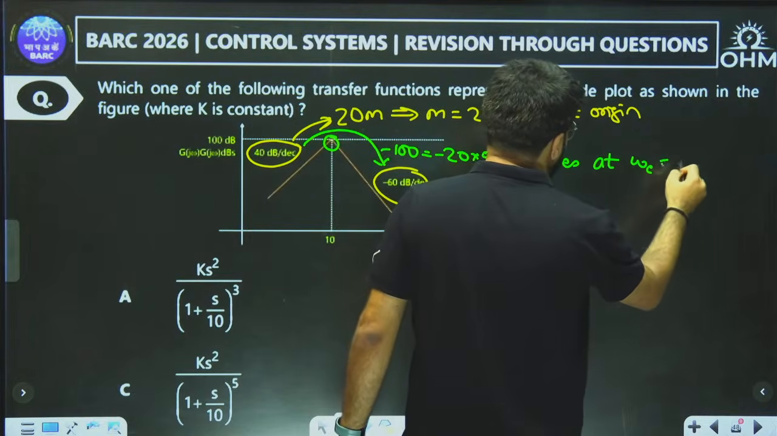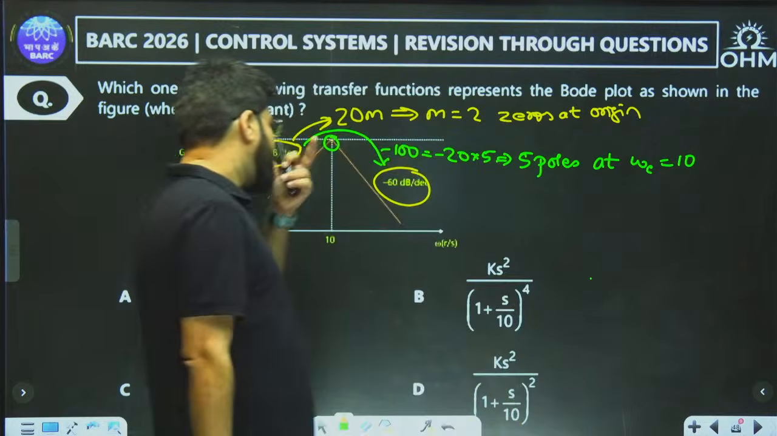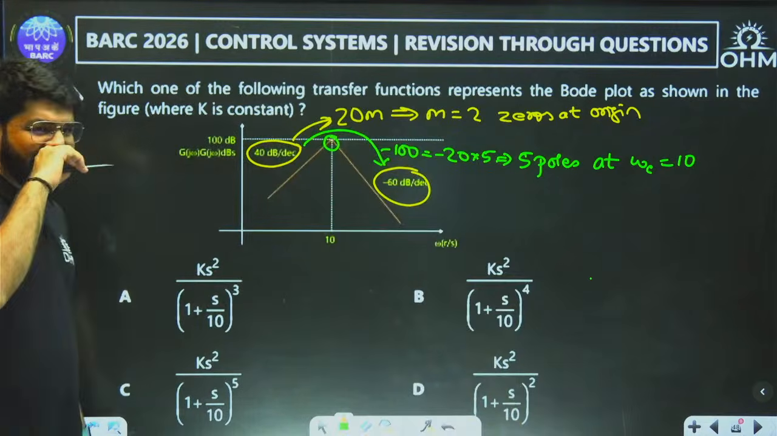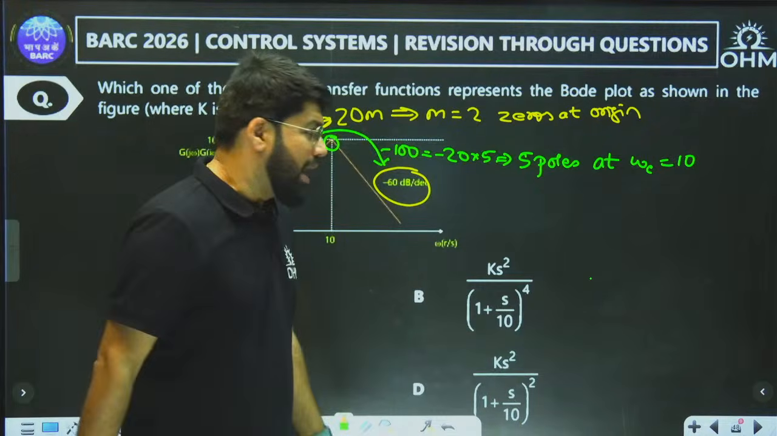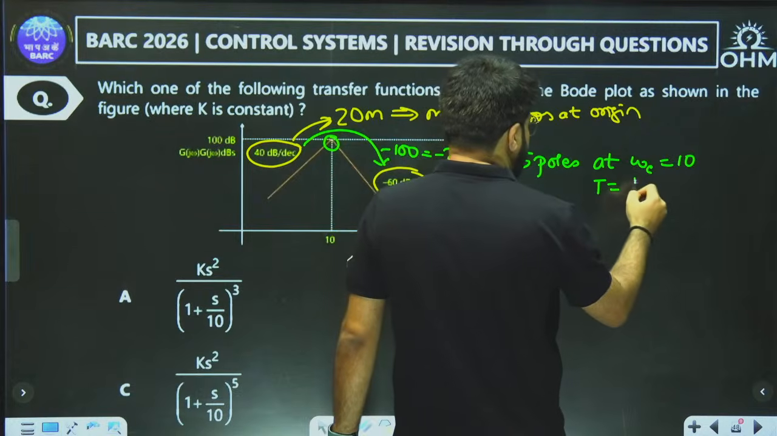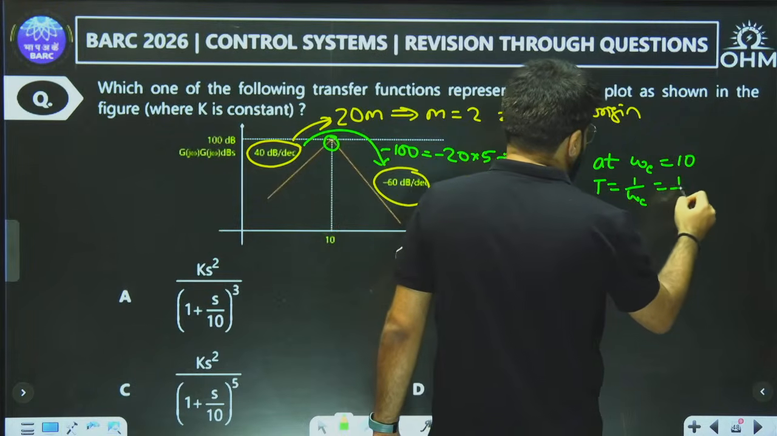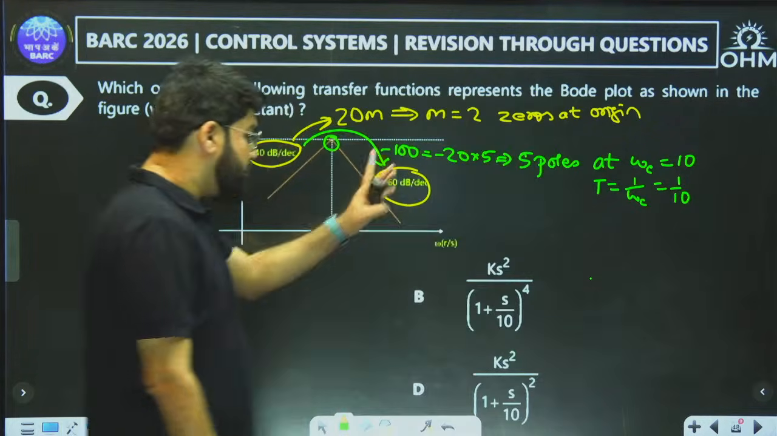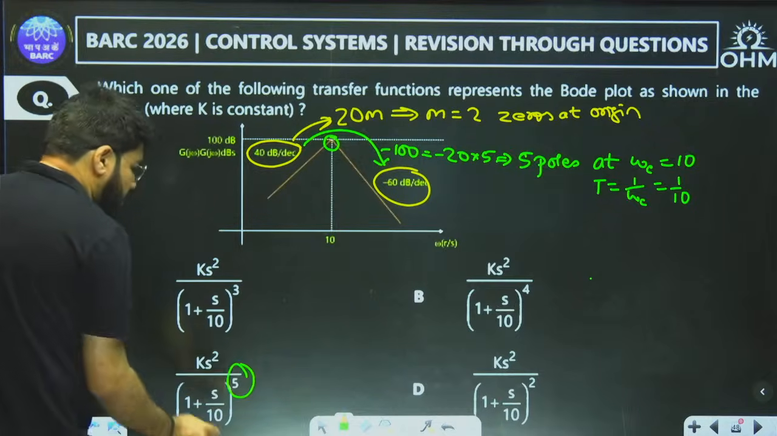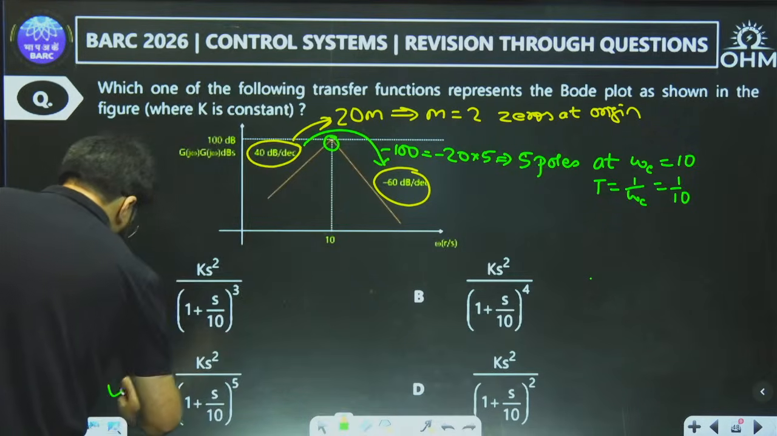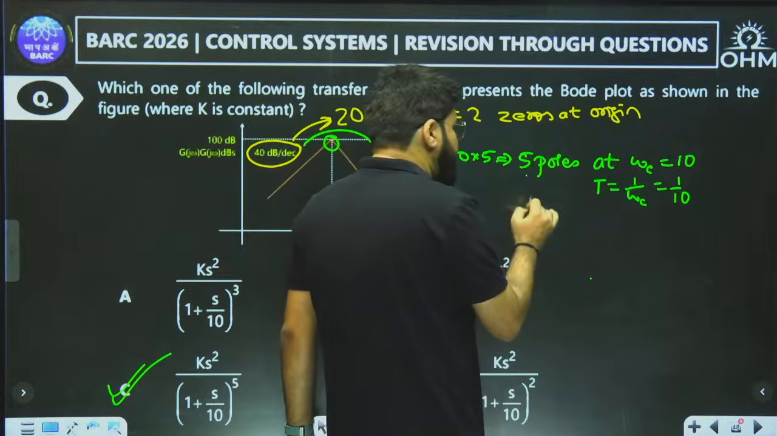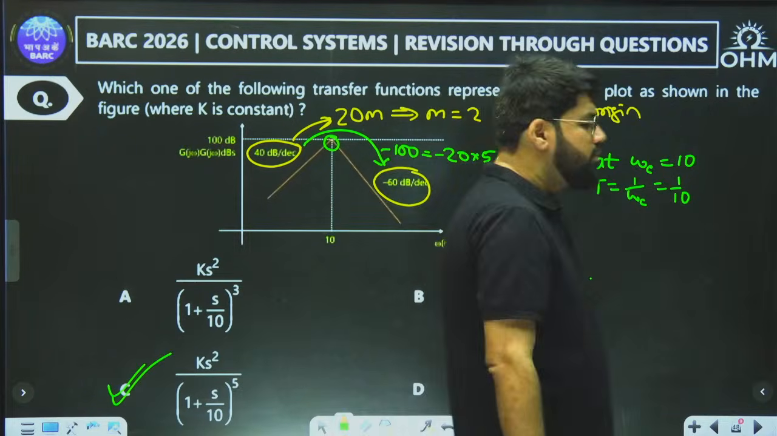What corner frequency? 10. So 1 plus s by 10. The time constant is the reciprocal of the corner frequency. So 1 plus s by 10, that to the power 5. Now power 5 is only in option number C. First of all, if you just see 5 poles, that is only in option number C.